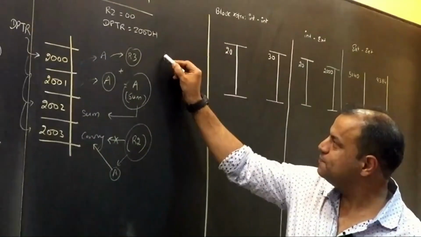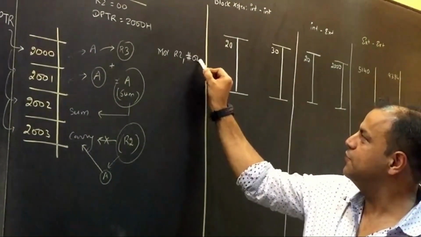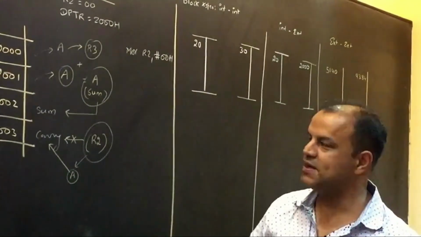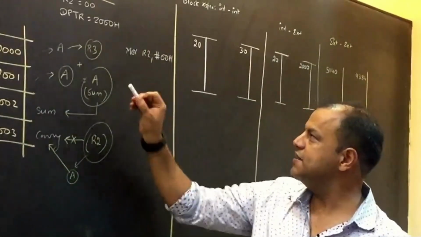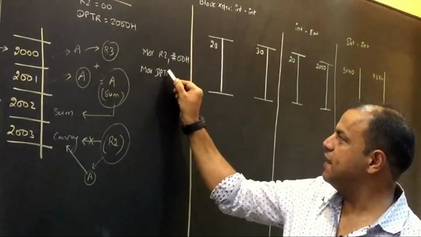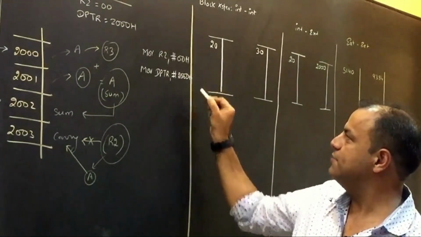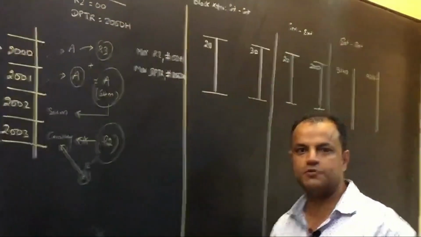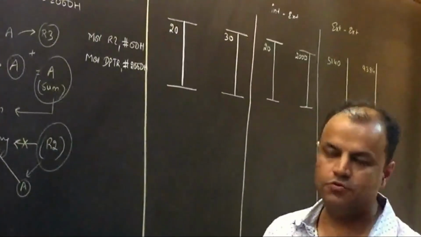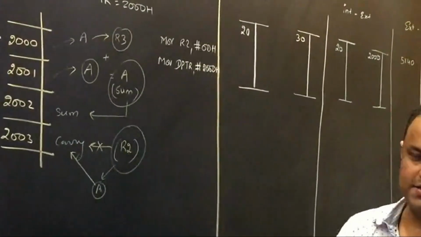Initialize R2. Move R2, comma hash 00H. You understand that? R2 is initialized. That's your default carry. Initialize DPTR. Move DPTR, comma hash 2000. Okay, I'm writing small because I want to cover a lot of programs in this video, though it's a huge board, but still because there's so many programs. Anyway, so initialize R2, initialize DPTR.